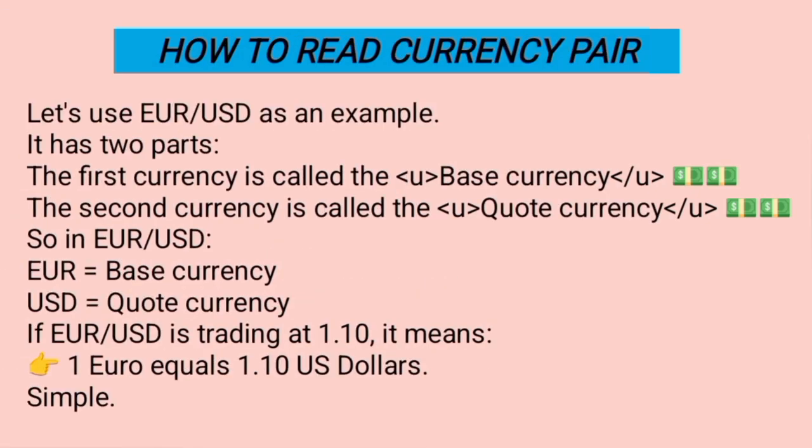Now we're going to talk about how to read a currency pair. Let's use the EUR/USD as an example. It has two parts. The first currency is called the base currency, which is the euro. And the second currency is called the quote currency. So in euro against the USD, the euro becomes the base currency and the US dollar becomes the quote currency. So if EUR/USD is selling at 1.10, it means that 1 euro is equal to $1.10. That's simply what it means.